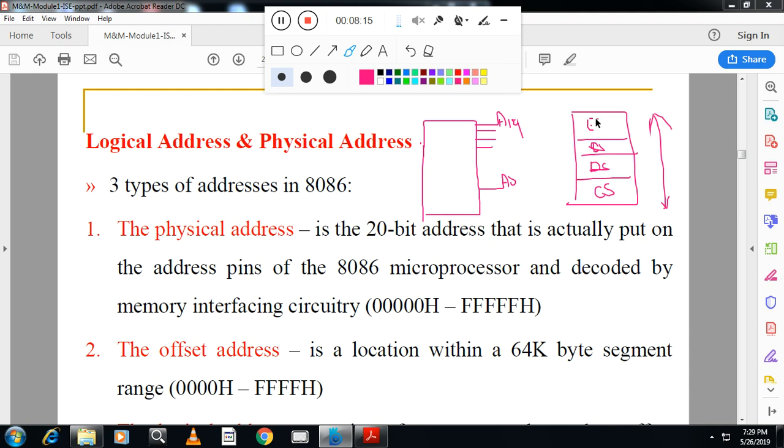How do you represent this 20-bit memory address? 20-bit addresses are represented in 5 hexadecimal digits, starting from 00000 to the final address, which is something like F. This is the memory address, the final address.